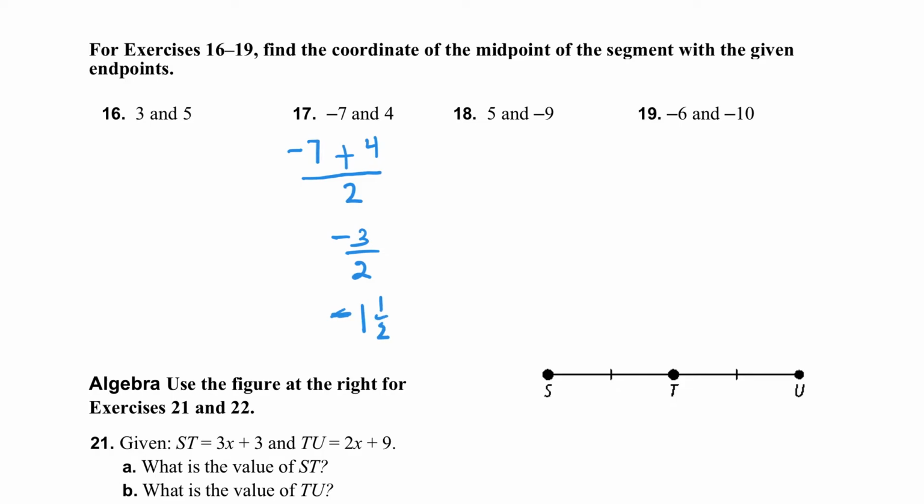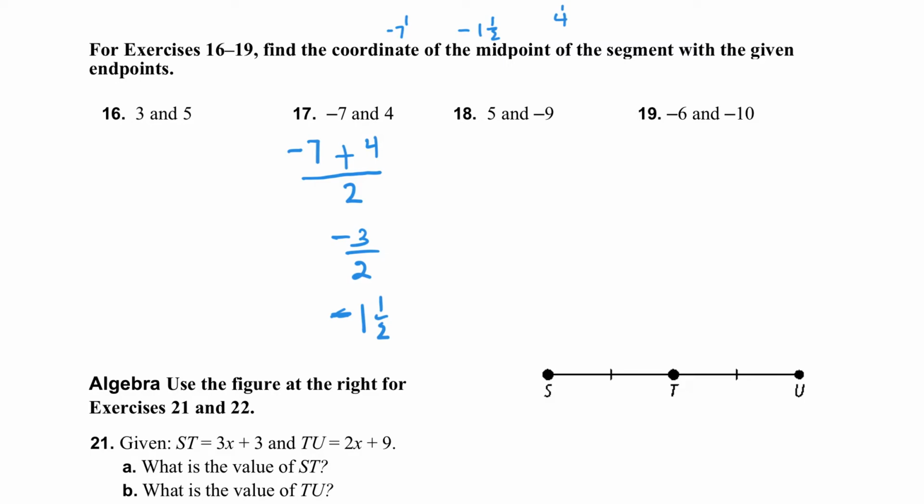That's the midpoint. If I were to draw a number line, and I had -7 here, and I had 4 here, then the point that is in between these two will be -1 1/2. That's what it's saying, okay?